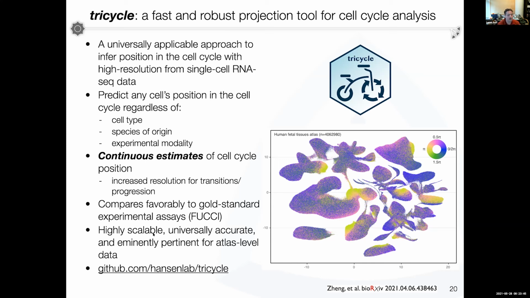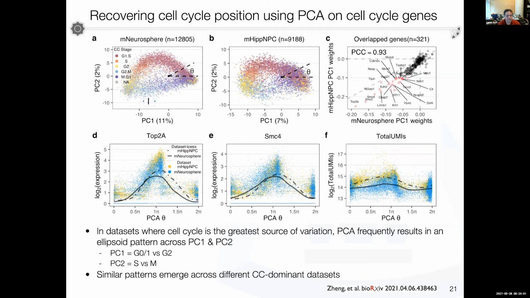It compares very favorably to experimental measures and, importantly, is highly scalable. We did this projection of a human fetal tissue atlas that you're seeing here in about 5 minutes using this regression tool, Tricycle. But basically, this stemmed from an observation that when we did principal component analysis on data sets where cell cycle is the greatest source of variation, we often see an ellipsoid shape.